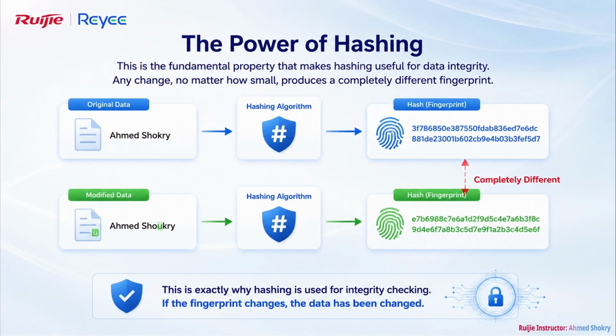This is the fundamental property that makes hashing useful for data integrity. Any change, no matter how small, produces a completely different fingerprint. This is exactly why hashing is used for integrity checking.